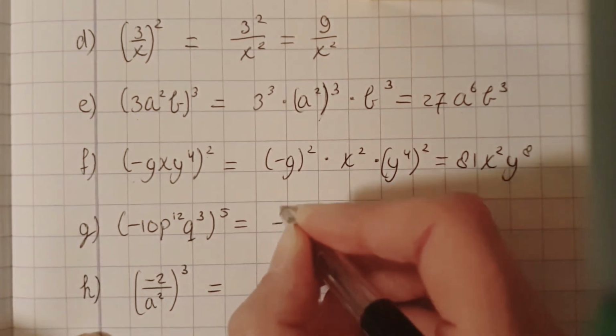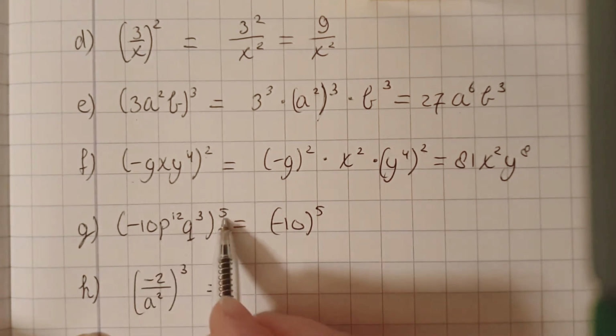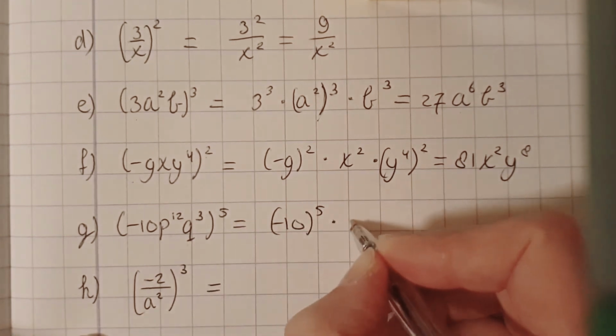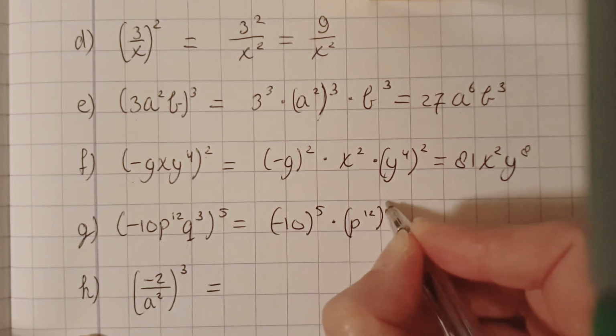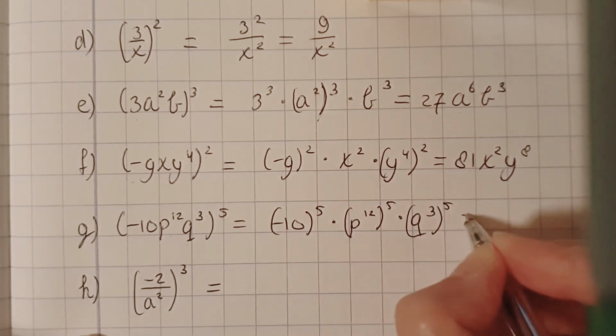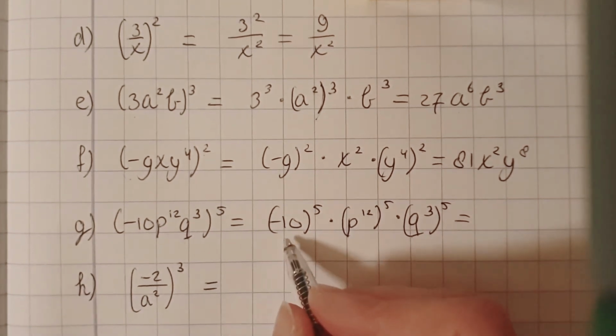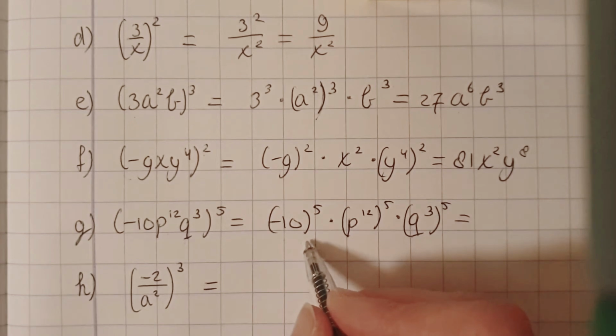Let's have a look at this one. It's minus 10 by the power of 5. Minus 10 by the power of 5. Also this one by the power of 5 and also this one by the power of 5. So let me work it out. By the power of 5 and q by the power of 3 by the power of 5. Minus 10 times minus 10 times minus 10 times minus 10 times minus 10.